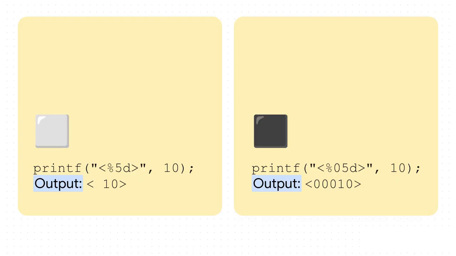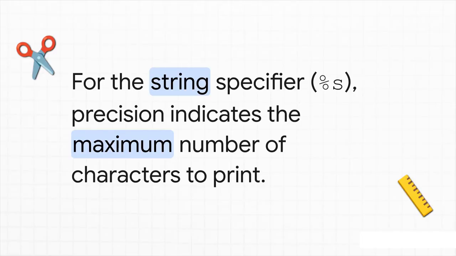This is amazing for making nice, neat columns of text. But what if you don't want to pad with empty spaces? What if you want to use zeros instead? Easy. Just use the 0 flag. By putting a 0 right before the width number, you're telling printf to fill that extra space with leading zeros. This is super useful for things like formatting file numbers or time, where you always want a consistent length, like 007.